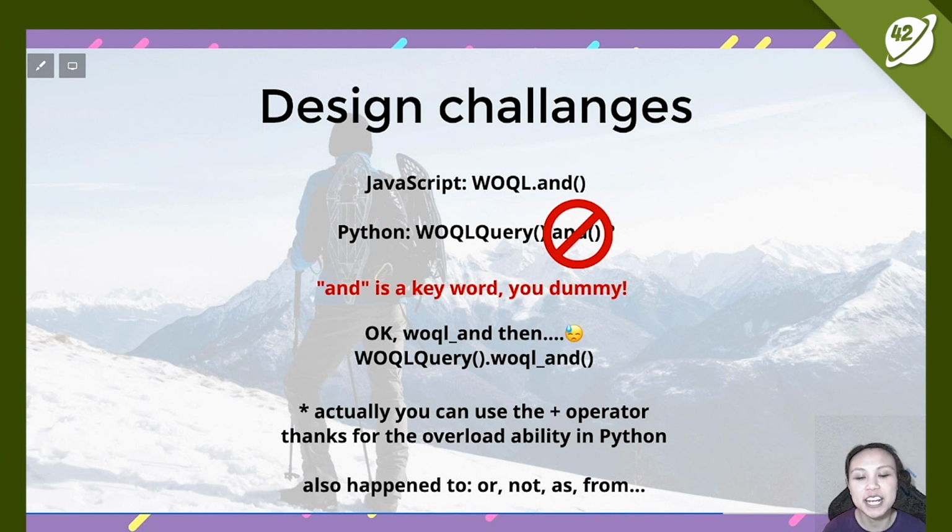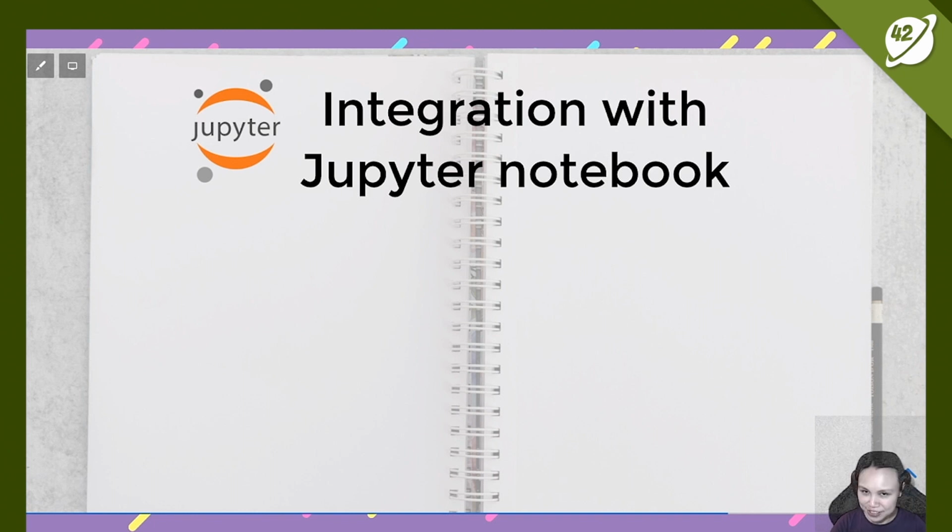So that's why now we have overloaded the operators. You can see the plus sign that I've shown you before. Also, right now for the OR, we also have the pipe operator to be used as OR. For not, also a keyword, you can't use it. As and from, you can't just use them as they are, because, again, they are keywords. So now you have to add the WOQL underscore prefix to it, but we may change the design in the future. You never know.